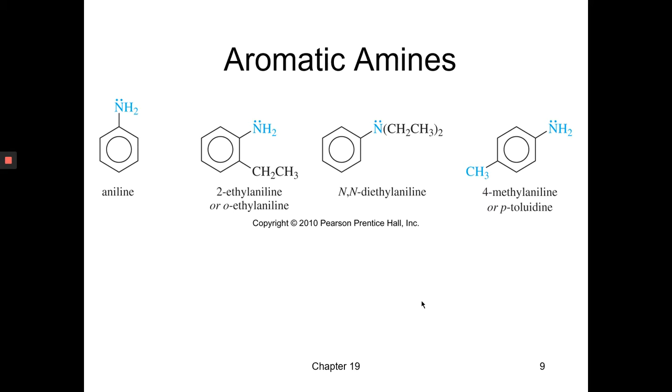Okay, here are some aromatic amines. Okay, aniline is aminobenzene. Okay, here is 2-ethylaniline. Here the amino group takes priority over the alkyl group. And then this would be N,N-diethylaniline. Okay, remember the multiplier prefix and the fact that every substituent gets a locant. Okay, and then this is 4-methylaniline, or p-toluidine, as it's commonly called.